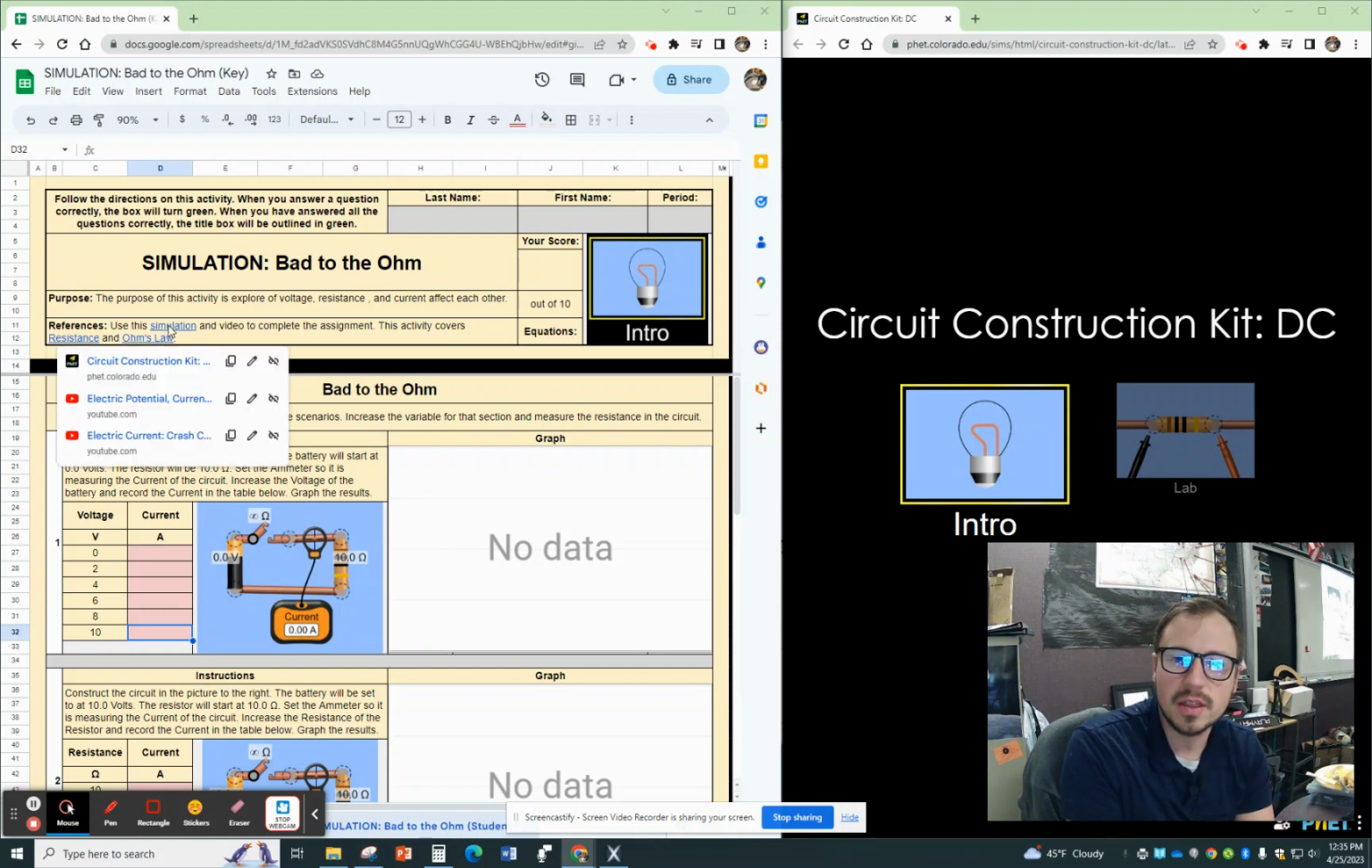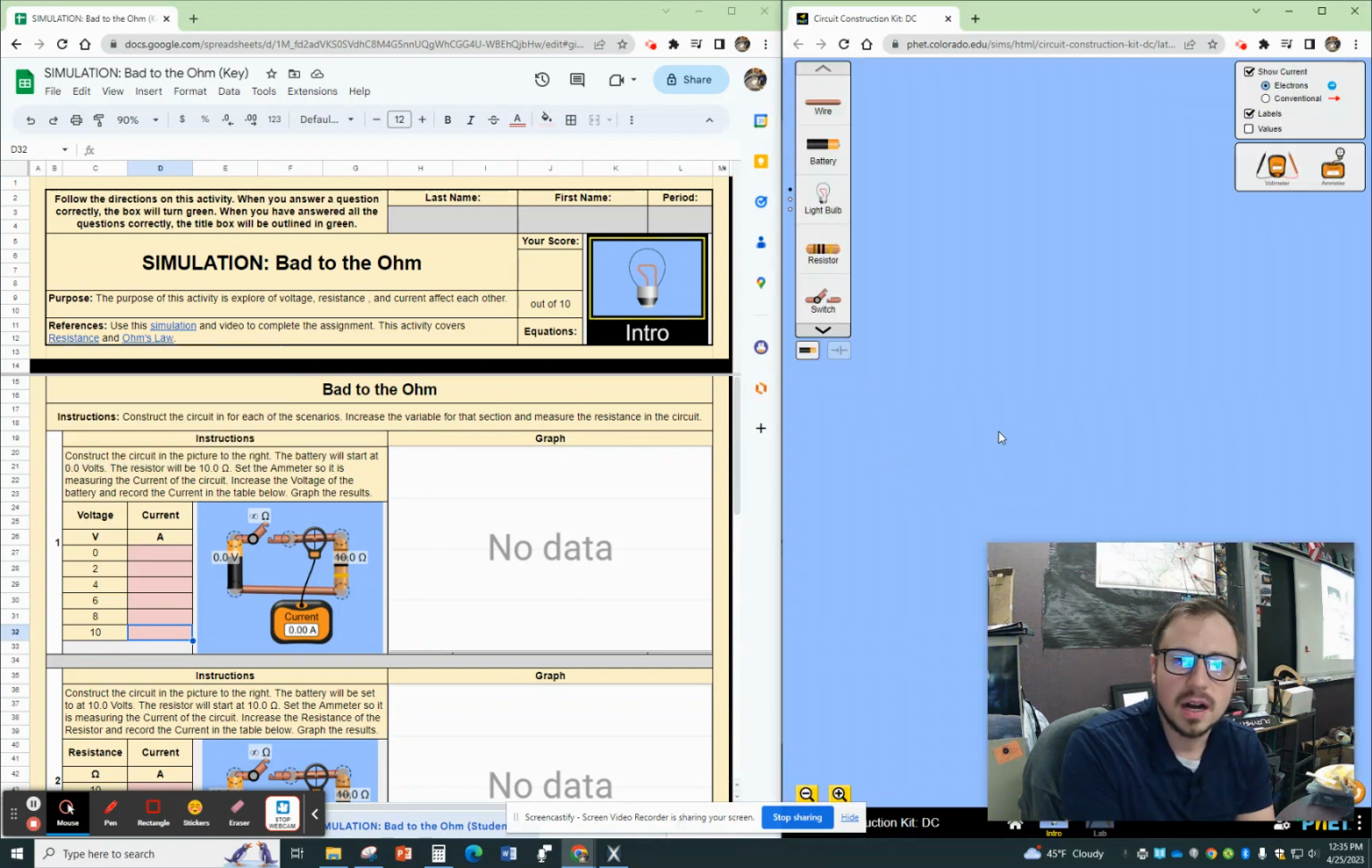Once you click on that, you come to here. Essentially, what you're going to do is construct that circuit off to the right. The battery will start at 0 volts. The resistor will be at 10. Set the ammeter so it's measuring the current of the circuit. Increase the voltage of the battery. Record the current in the table below. Graph the results.